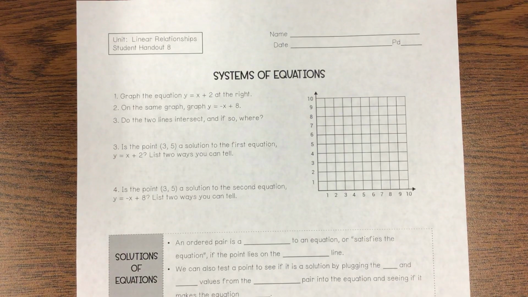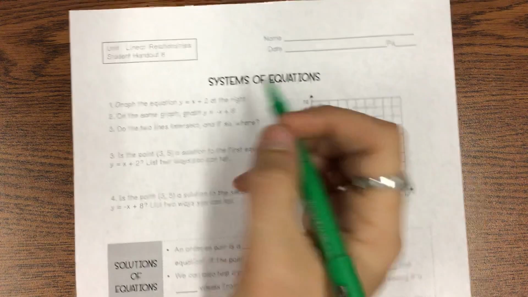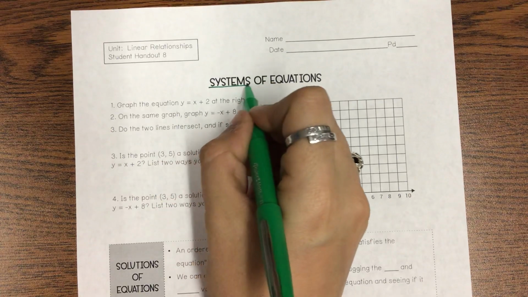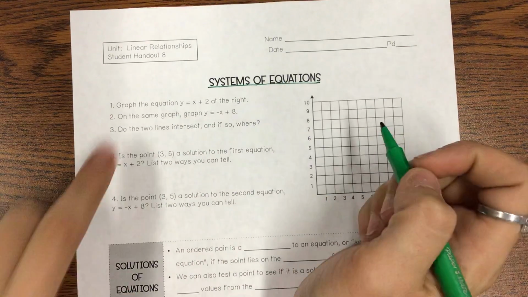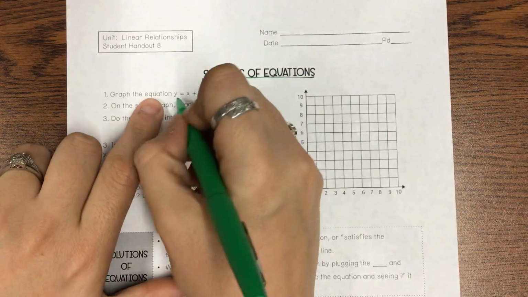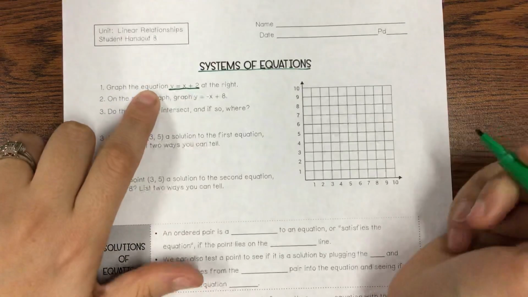So we are technically starting a new topic today, but it's going to be a lot of what we've already been doing, a lot of graphing, but we're talking about what's called systems of equations. So the very first thing I want you to do is to graph the equation y equals x plus 2.